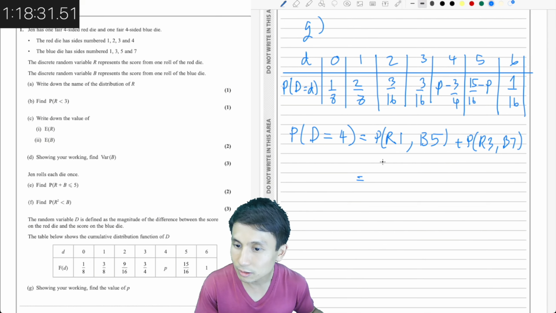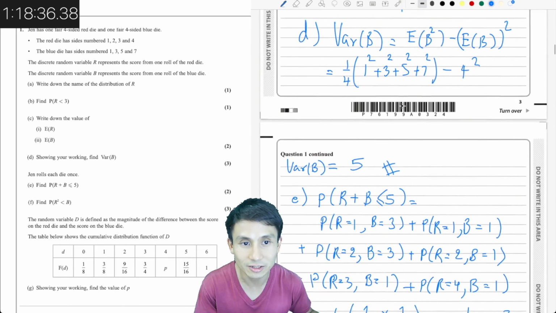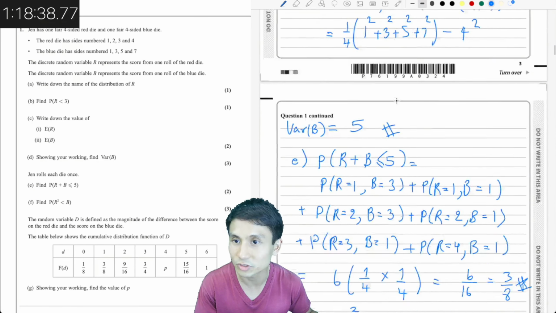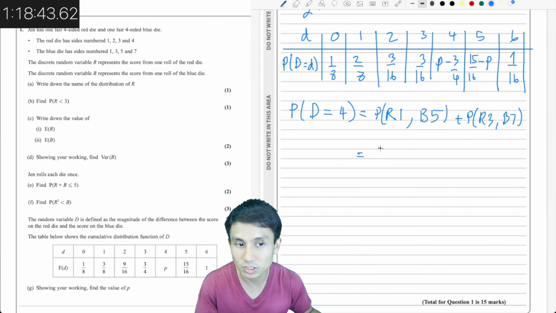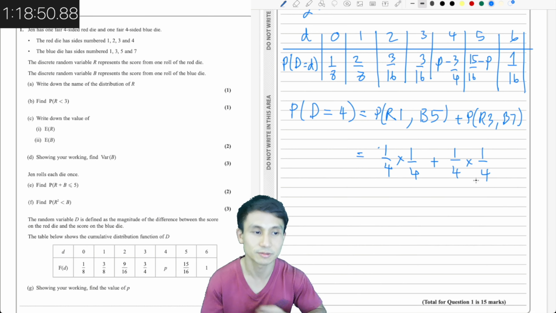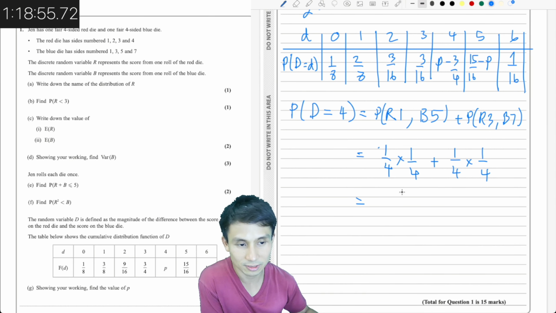Now, to find the probability for each one, we stated earlier that this is all uniform distribution because they are fair dice. So we do just 1 over 4 times 1 over 4 plus 1 over 4 times 1 over 4. That's it, right? So that's 1 over 8. This is 1 over 16 times 2. So we know that for that, P minus 3 over 4 is going to be 1 over 8.